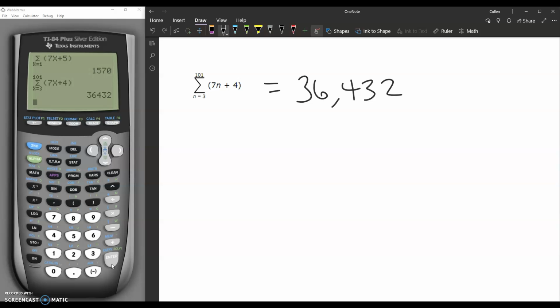I hope that helps you guys understand just a little bit about what sigma notation is. It's just special notation for adding up a series like we've already done before. And also what's nice about it is if you kind of know what it's asking, your calculator can do all of the hard work for you. Okay, I hope this helps.